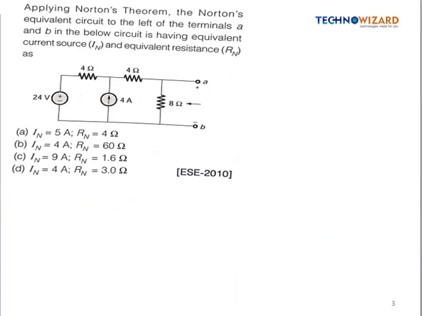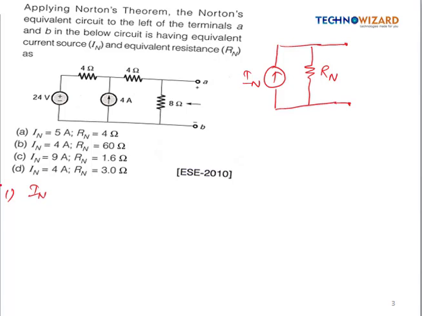Okay, so the next question is: applying Norton's theorem, the Norton equivalent circuit to the left of the terminals A and B in the circuit has an equivalent current source IN and an equivalent resistance RN. So in this circuit we have to find the Norton current and the Norton equivalent resistance, right? A Norton equivalent circuit is represented by a current source in parallel with a Norton resistance. So this is our Norton equivalent circuit, and we have to find the value of these two. First, find the value of the Norton current.